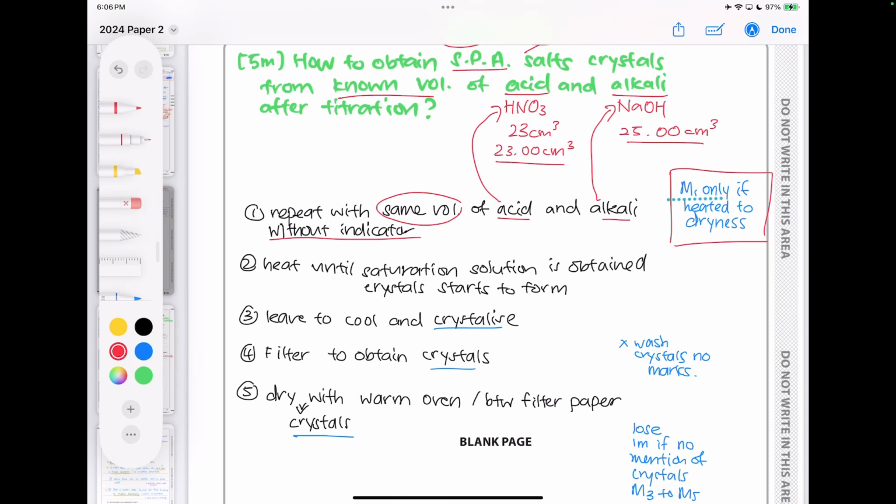Okay, so you still need to heat, but you want to heat until a saturated solution is formed, or some students prefer to heat until crystals start to form. That's also another way to get your 2nd mark. Number 3 is once you have your saturated solution, you want to leave it to cool so that it will start to crystallize. That's usually a few days. And then you want to filter to obtain the crystals. After a few days you get your crystals, but you still have a little bit of the filtrate at the base of it, so you want to filter to just obtain the crystals. That's step number 4.